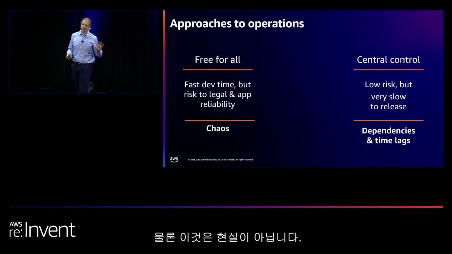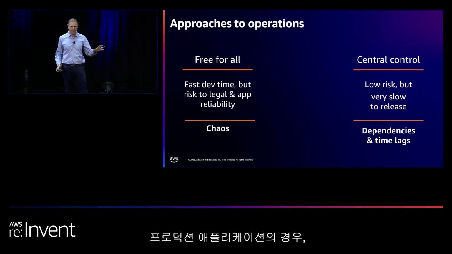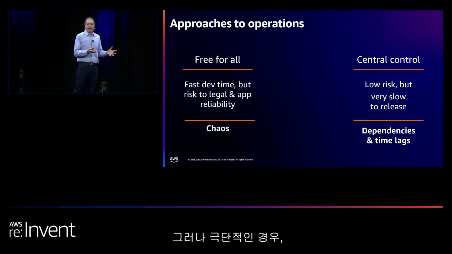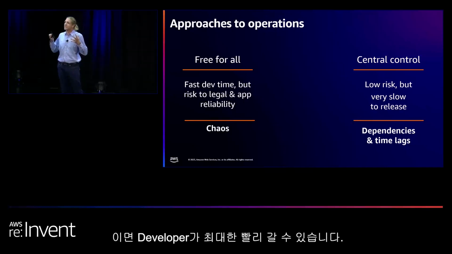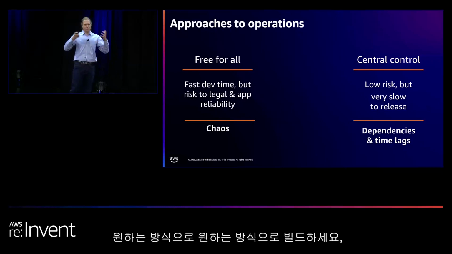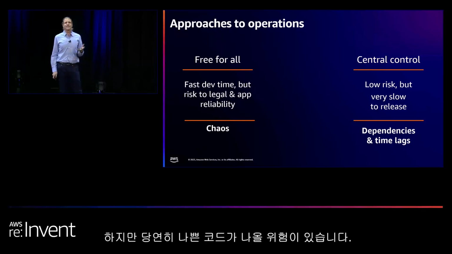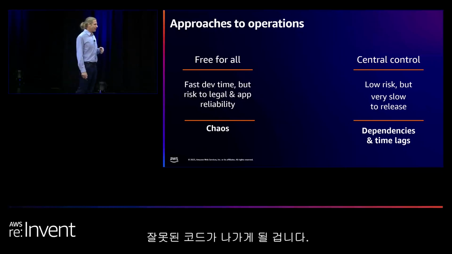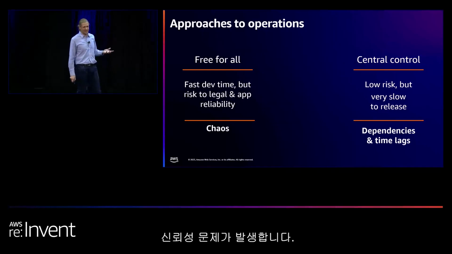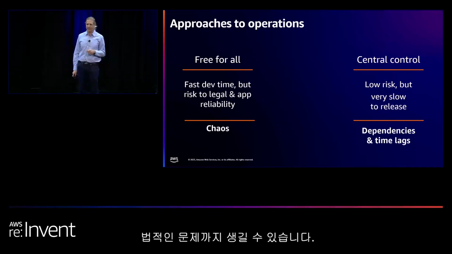There's a free-for-all. Now, of course, this isn't a reality for production applications, but at the extreme end, it lets devs go as fast as they can. Build what they want, do what they want, go as quickly as they can. But obviously, that's going to risk bad code. You're going to have poor code going out. You're going to have reliability issues, and it could be as bad as even legal issues.